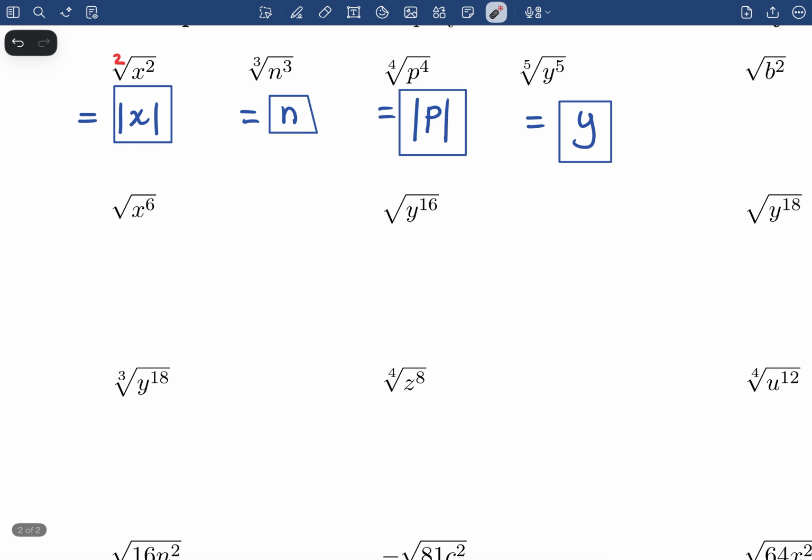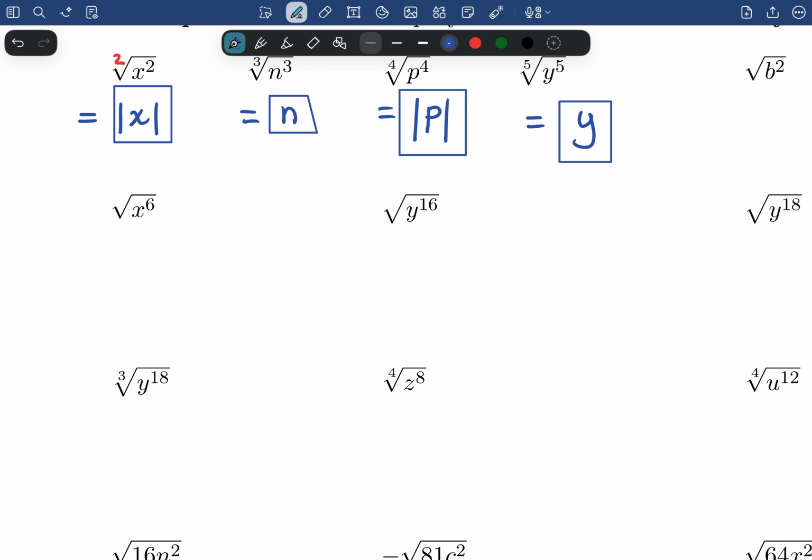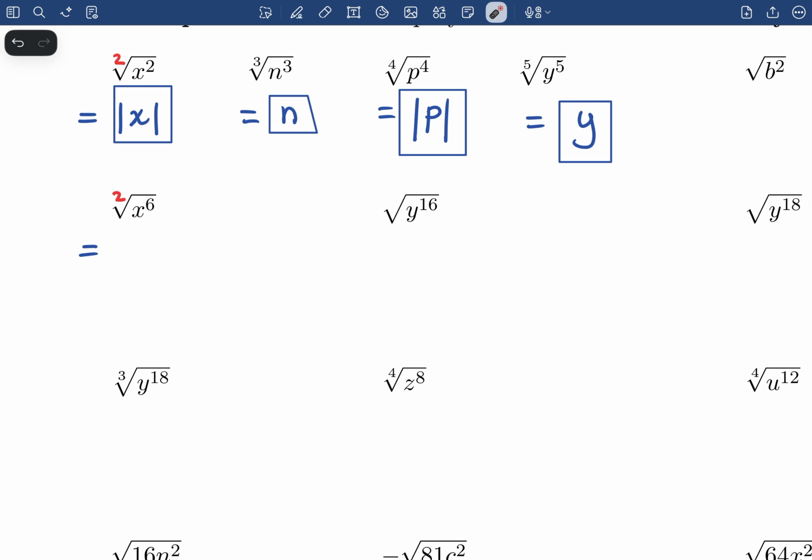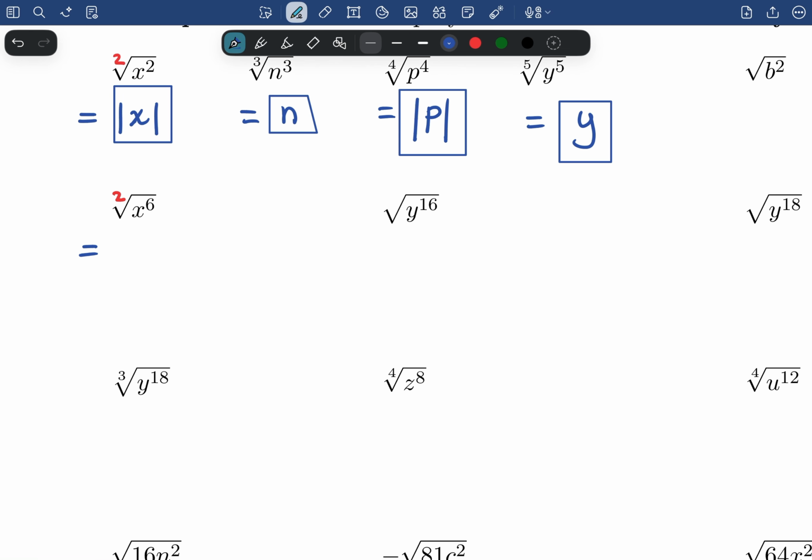So I have the square root of x to the sixth. I'm going to put my invisible index right here. Okay, so it's a square root. It's got an invisible index of 2. Now, one cool thing is that you could take this value here and divide by the index value, and it gives you your result. So the square root of x to the sixth is x to the sixth divided by 2, which is 3. So I got x cubed as my answer. Great.